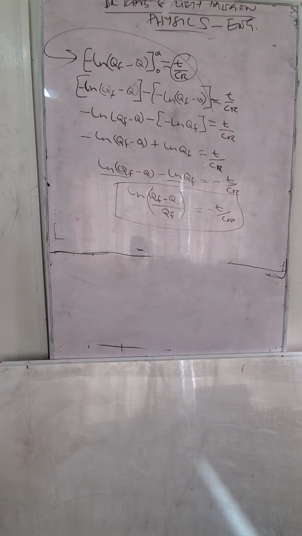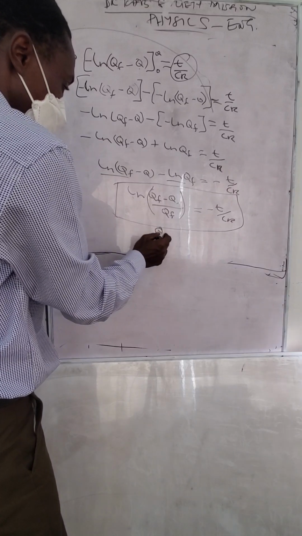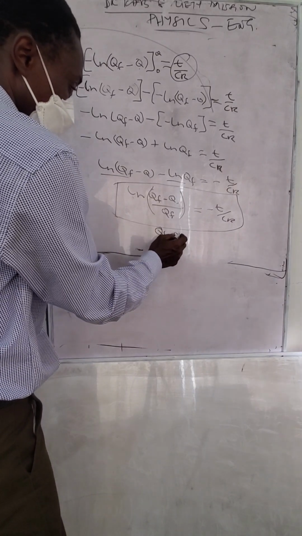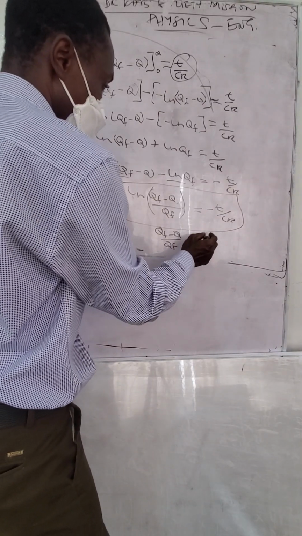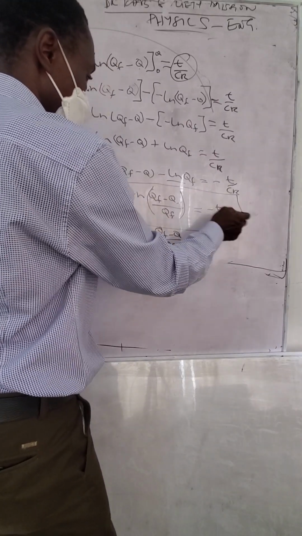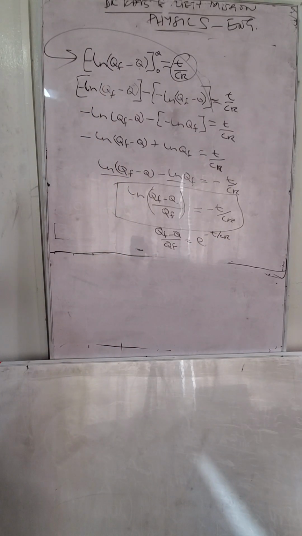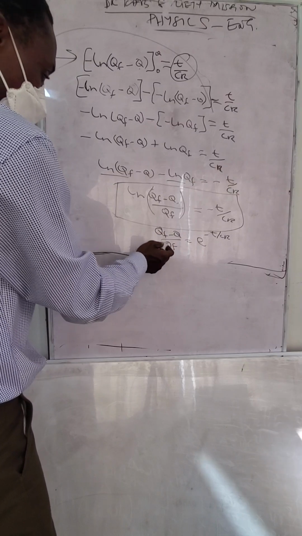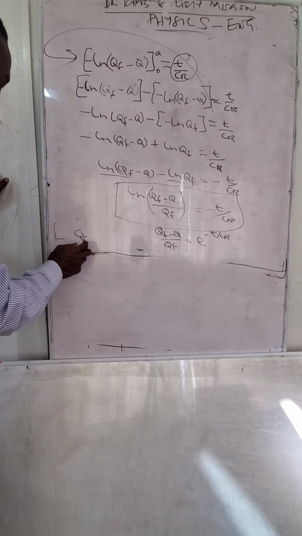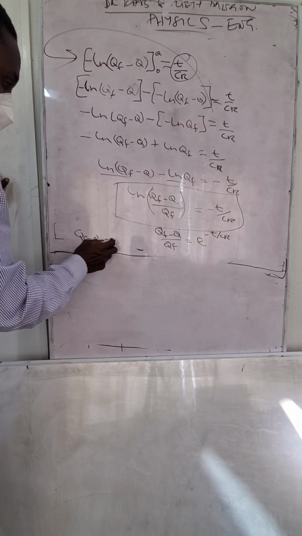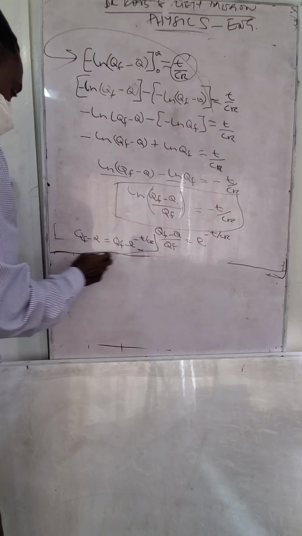Okay, we can take the anti-natural log of this expression. So we send this natural log there. Then we're going to get Q final minus Q over Q final is equal to e to the power. Once you take the natural log, this becomes the exponent, minus T over CR. Right? So at this point, you can rearrange your Q. This becomes your Q final minus Q is equal to what? Q final e to the power minus T over CR.